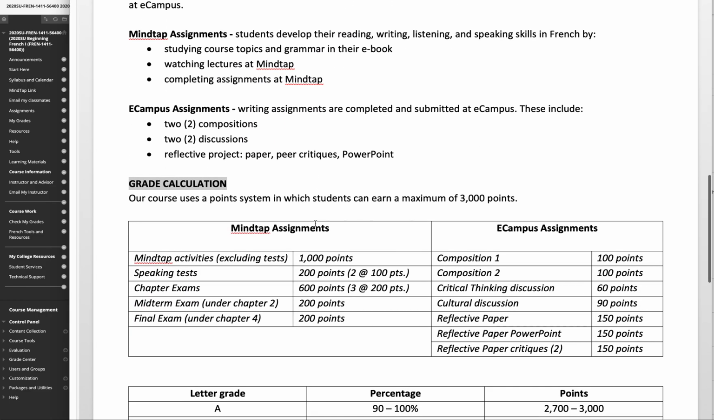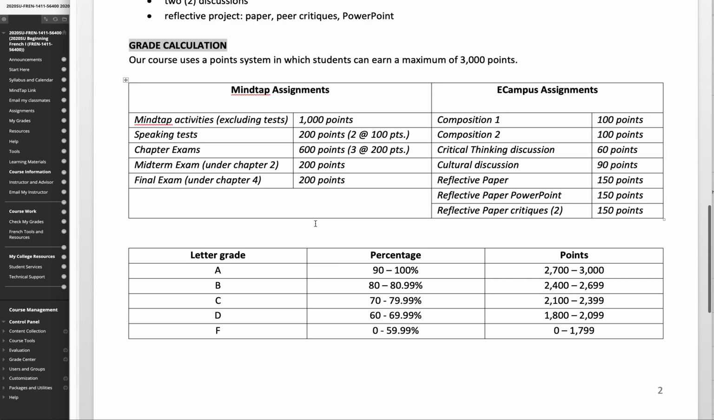In this class, you will be working on two websites, MindTap and eCampus. These are the assignments you will complete on eCampus, and these are the assignments you will complete on MindTap. MindTap has a lot of activities. We're going to cover 5 chapters: the preliminary chapter, 1, 2, 3, and 4. Each chapter is divided into 4 lessons. Each lesson has from 20 to 25 exercises that are due. So you should expect that for every chapter, you're going to complete around 100 assignments.